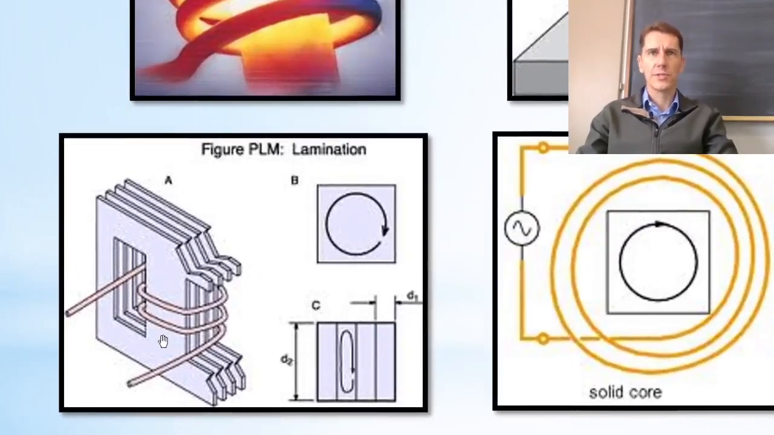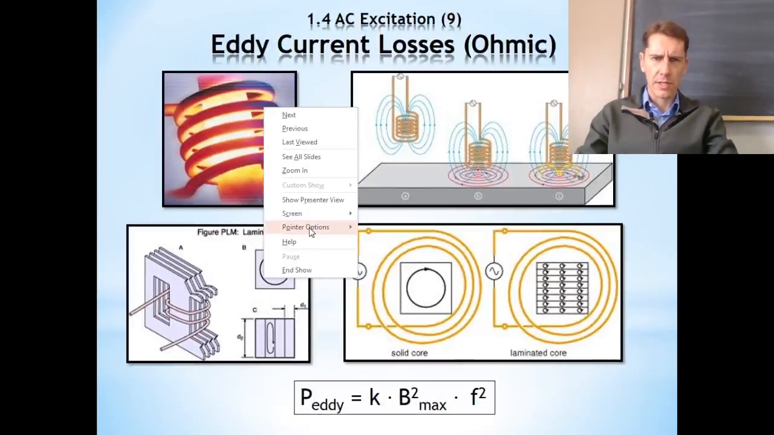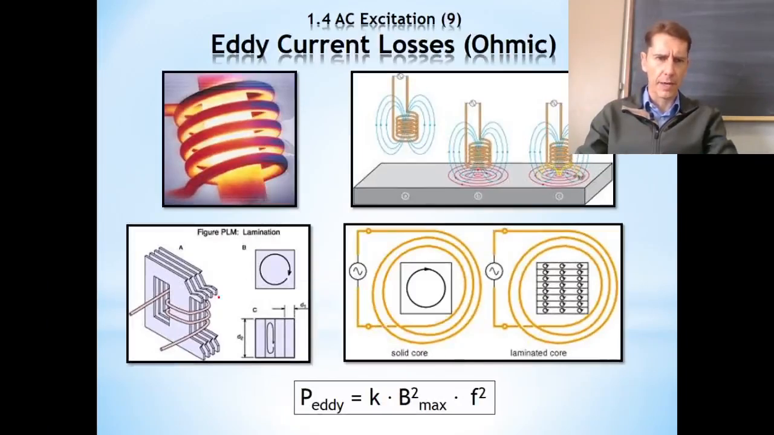So you'll see in transformers and motors, it's always thin sheets of metal. Now I need to be able to draw on this, so let me just get a pen. There we go. Now, the flux, if we look at this coil and you put your hand around it, the flux direction will be in this direction. So the flux doesn't mind the lamination because it's going through a solid piece of material.